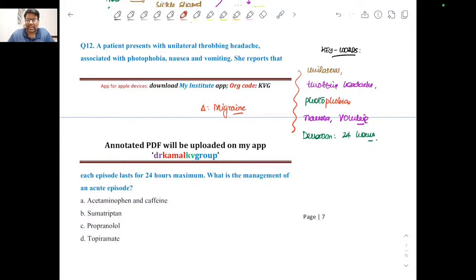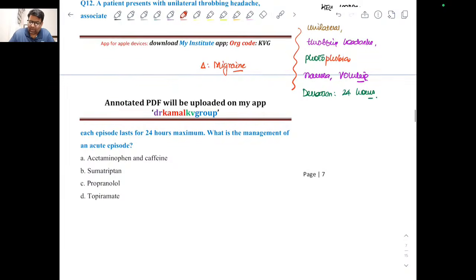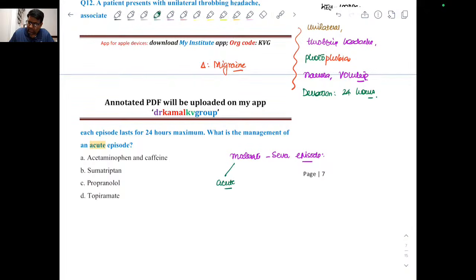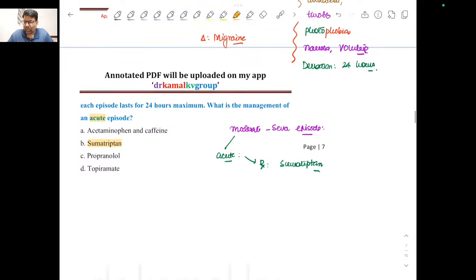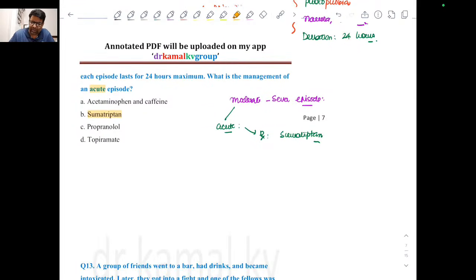Clear? So this is classical of migraine, and acute case of migraine, especially moderate to severe episode. For acute cases, for treatment, what we need to give? We need to give sumatriptan, right? So this is how you will search your answer as sumatriptan. So very good, Priya, right? So this is classical case of migraine, moderate to severe episode, treatment is sumatriptan.